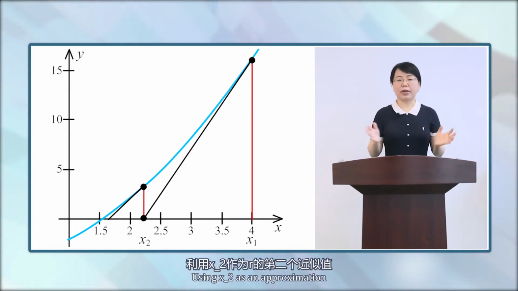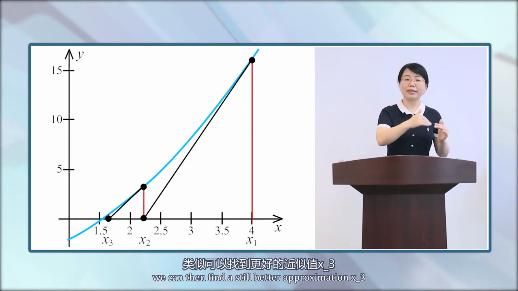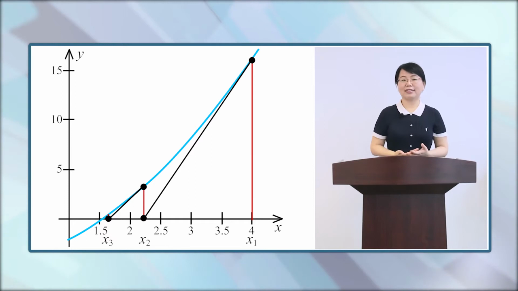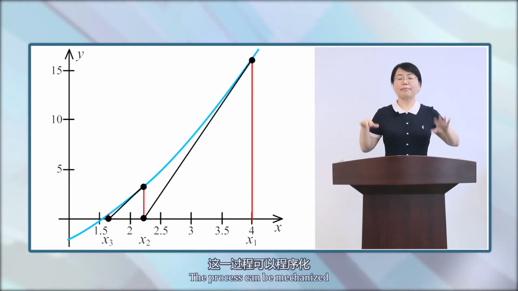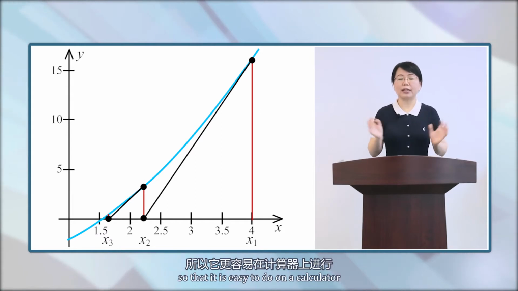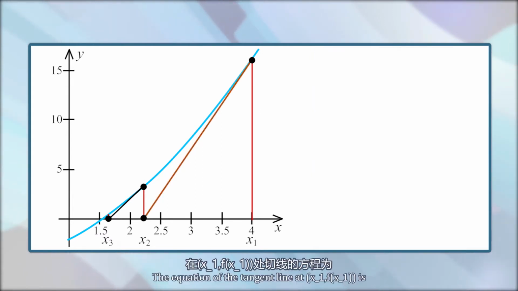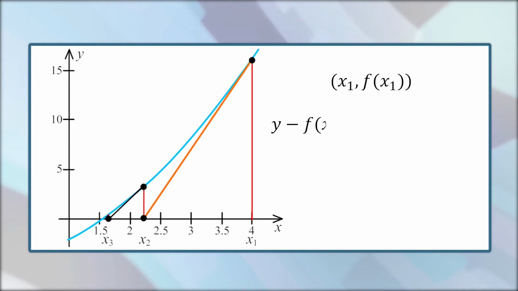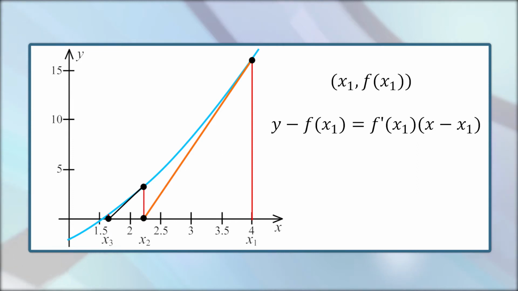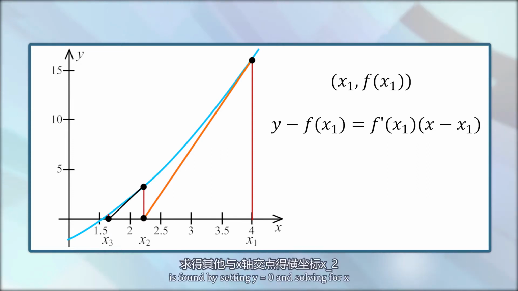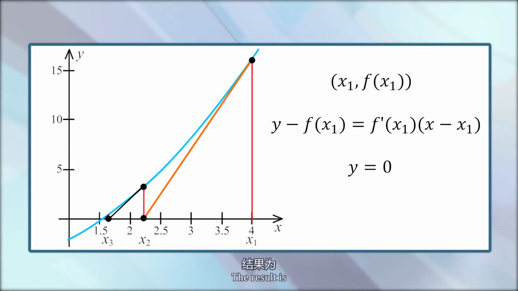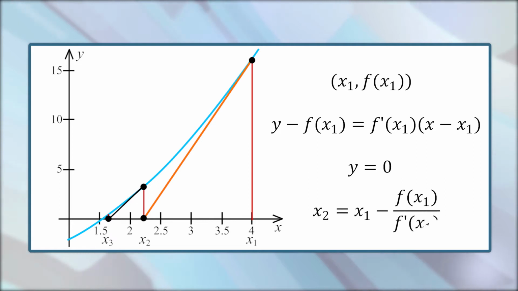Using x2 as approximation, we can then find a still better approximation x3 and so on. The process can be mechanized so that it is easy to do on a calculator. The equation of the tangent line at (x1, f(x1)) is y - f(x1) = f'(x1)(x - x1), and its intercept x2 is found by setting y = 0 and solving for x. The result is x2 = x1 - f(x1)/f'(x1).